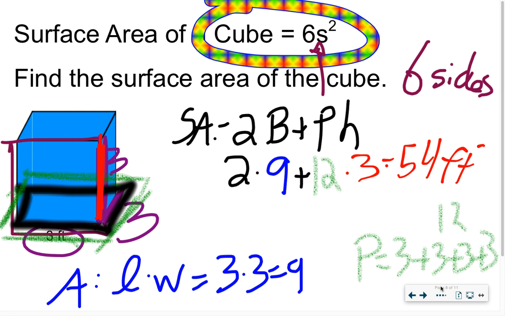Feet squared. This is how you find the surface area of a rectangular prism. Surface area, again, we want every face, we want every surface. So that's the front, that's the back, the left, the right side, the top, and the bottom, all 6 sides.